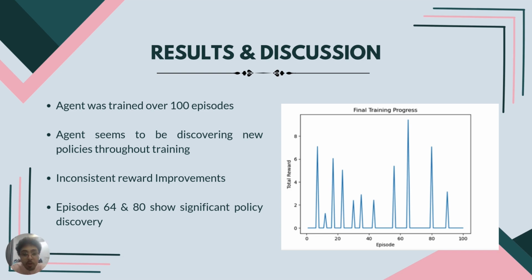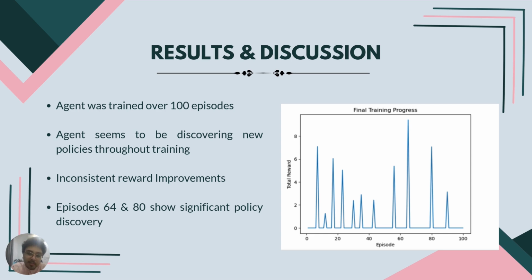So after we finished training our agent, this is the graph that we obtained. This graph has total rewards plotted against episodes, and there are many things we can learn from it. First of all, we can see that the agent was trained over 100 episodes, and the agent does seem to be discovering new policies throughout training. As you can see, there are lots of fluctuations and spikes of reward, which show that the agent has discovered a new policy that it's learning. Specifically at episodes 64 and 80, we have the biggest spikes in the graph.